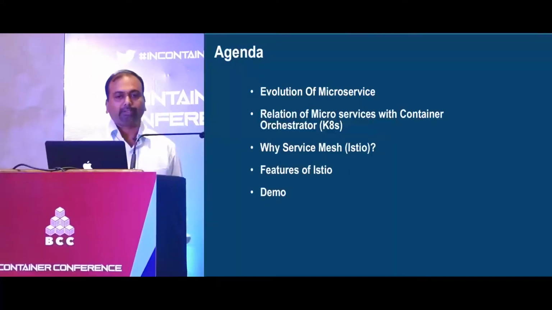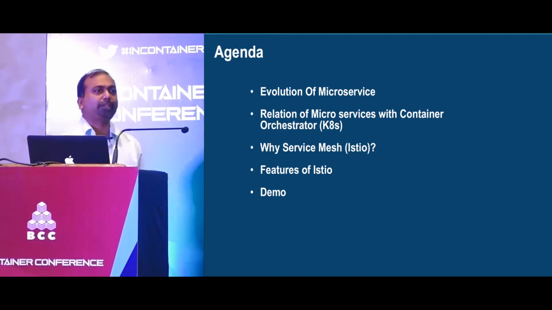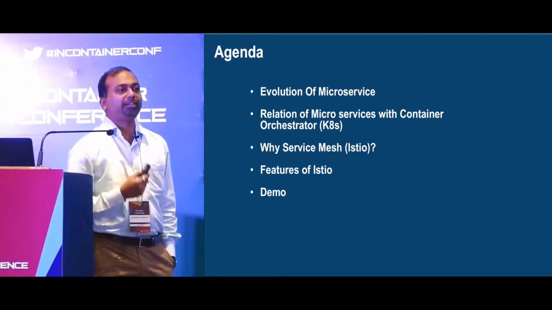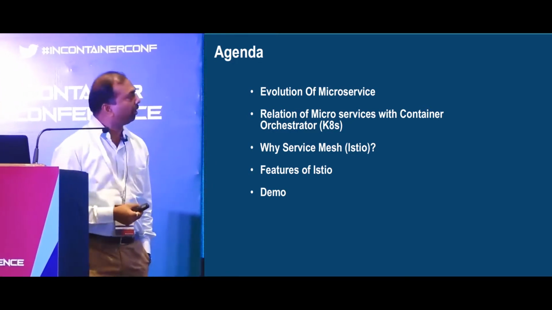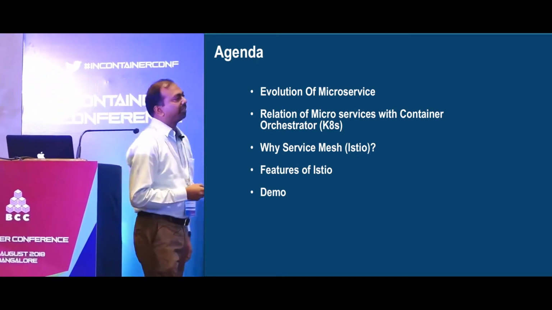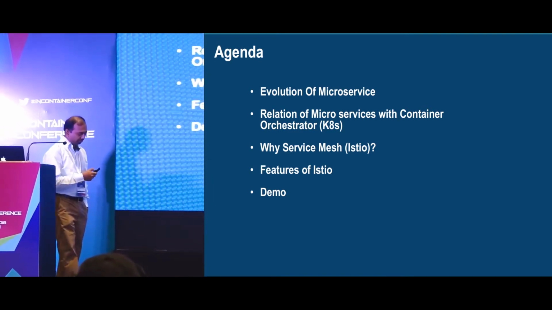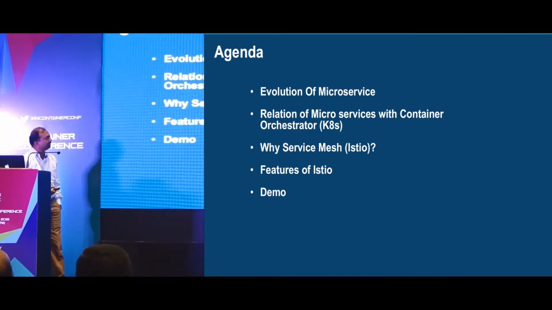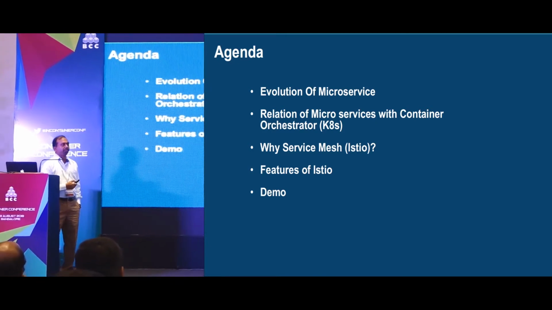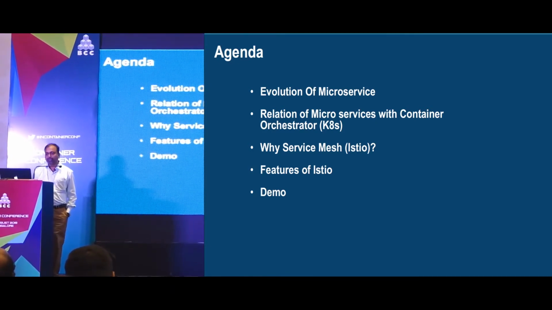So let's get started. Today's agenda is, I'm going to start with the evolution of microservices. I think a lot of things have been covered in the morning, so I will try to keep it short. Post that, I will talk about the relation of microservices with containers. And after that, we'll get into today's main talk about service mesh. I will show some of the features of Istio on this platform, using IBM code.